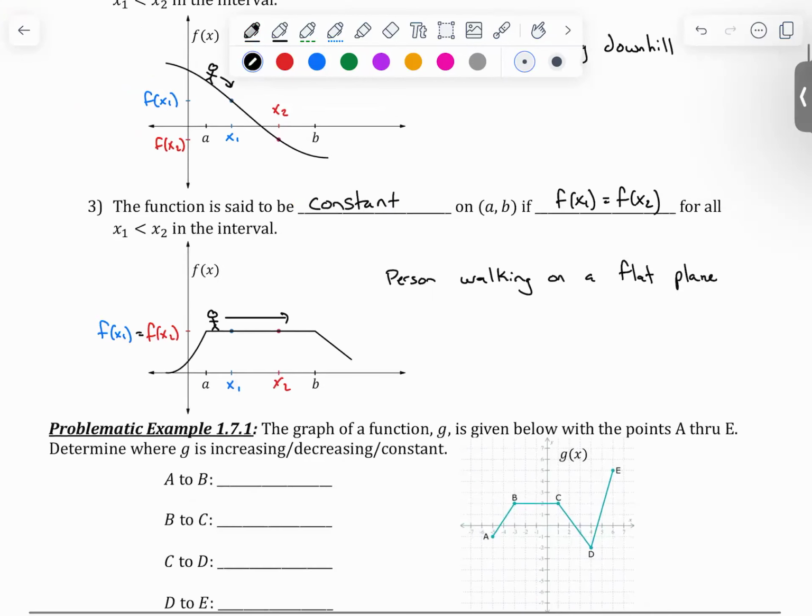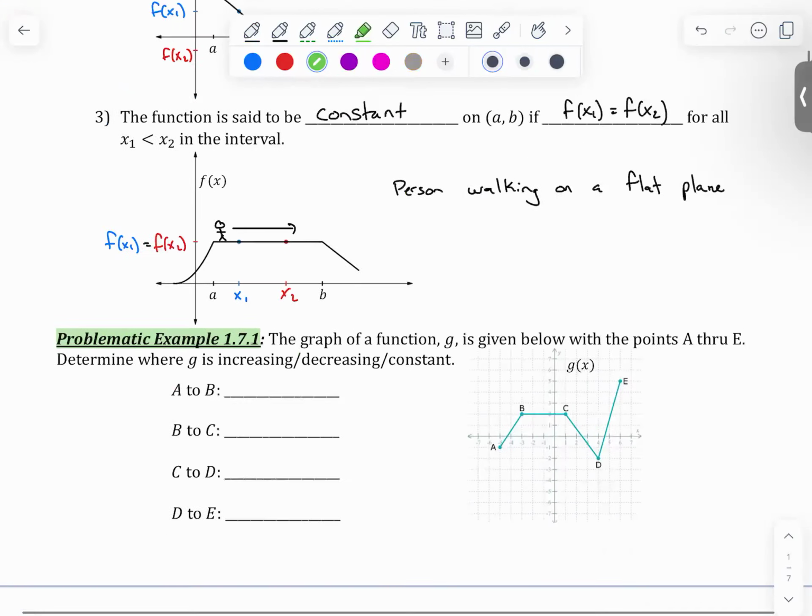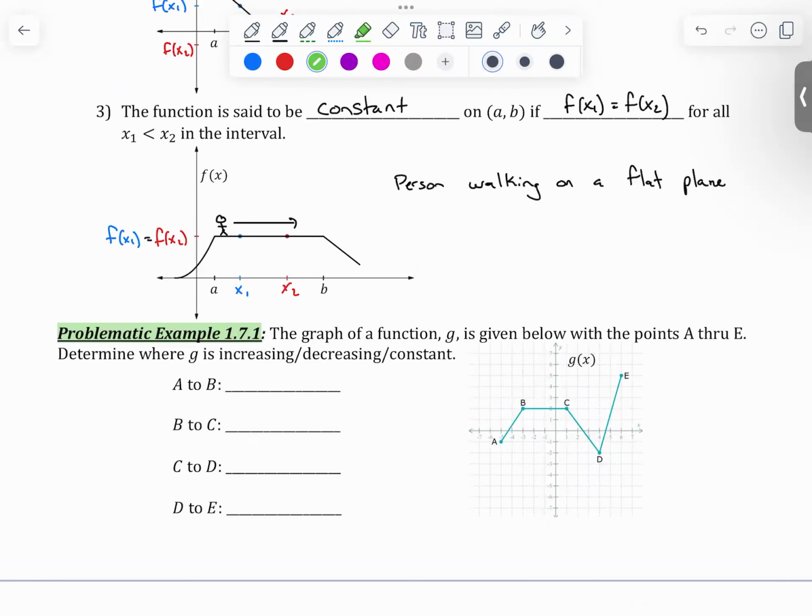So you have a couple of these problems. You might see them in your homework, or you might see them written elsewhere. And I'm going to call this a problematic example. And I'll explain why on the next page. The graph G is given below with the points A through E, A, B, C, D, E. Determine where G is increasing, decreasing, or constant.